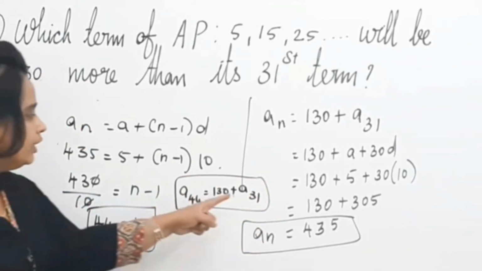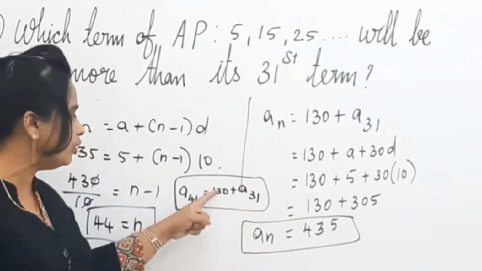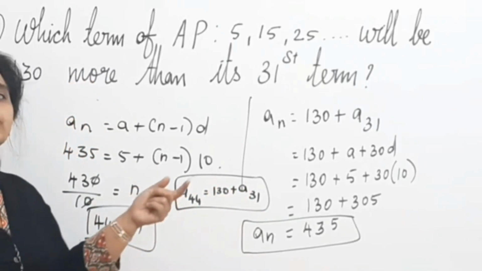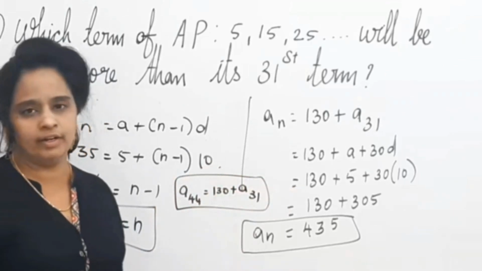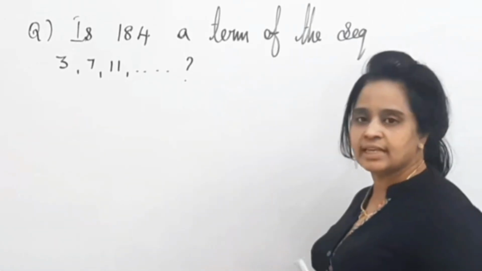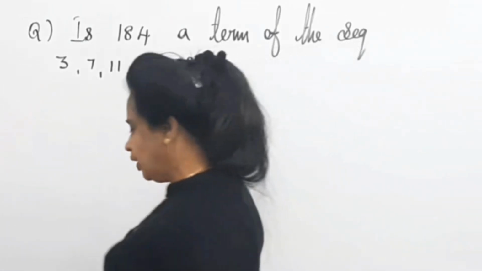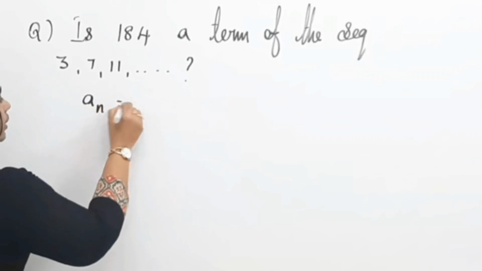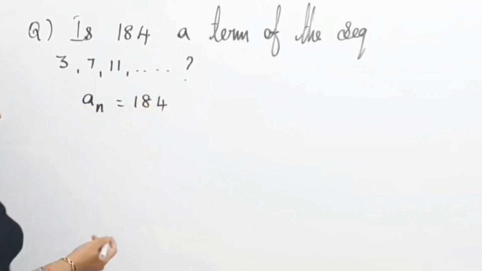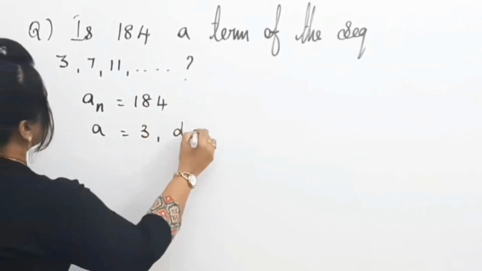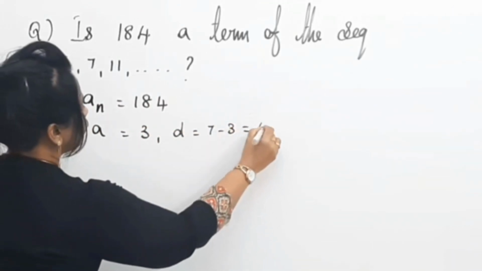So A31 is 8 plus 30D; substitute the value 130 and get A44 separately. Those two values will be equal. So, is 184 a term of the sequence 3, 7, 11? That means we have to find whether this 184 is a term. So let an equal 184, a equal 3, and d equal 7 minus 3, which is equal to 4.